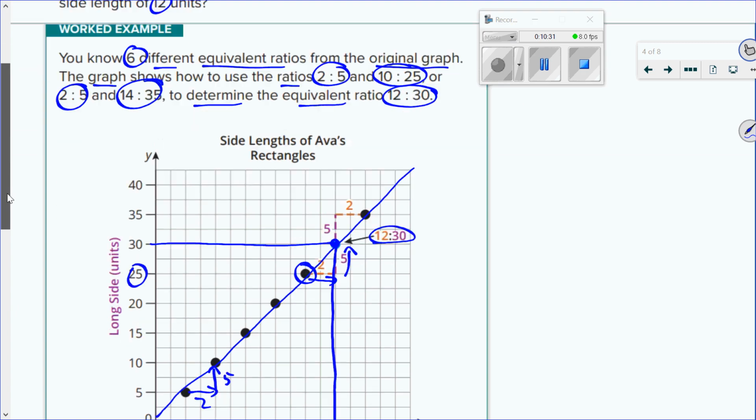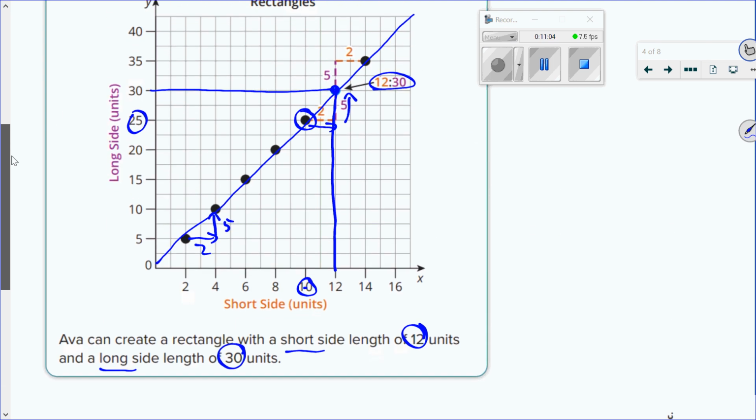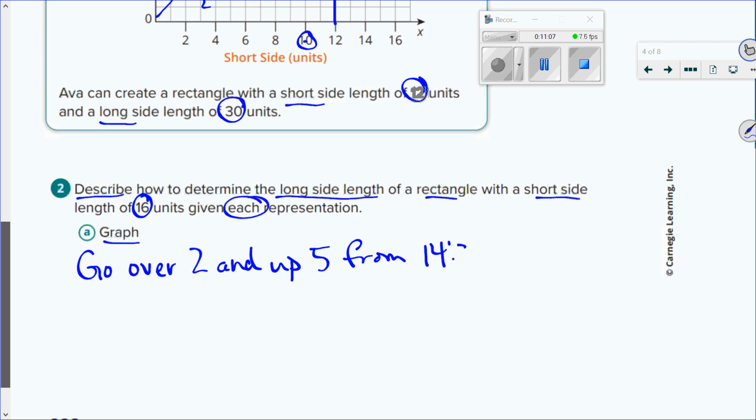As we look at all three different formats, the first one, we kind of gave you the hint on the 35 that we just found, right? What do I need to do? I go over and up. So if I go over 2 and up 5, from the last point I know, which was 14:35, you get 16:40.